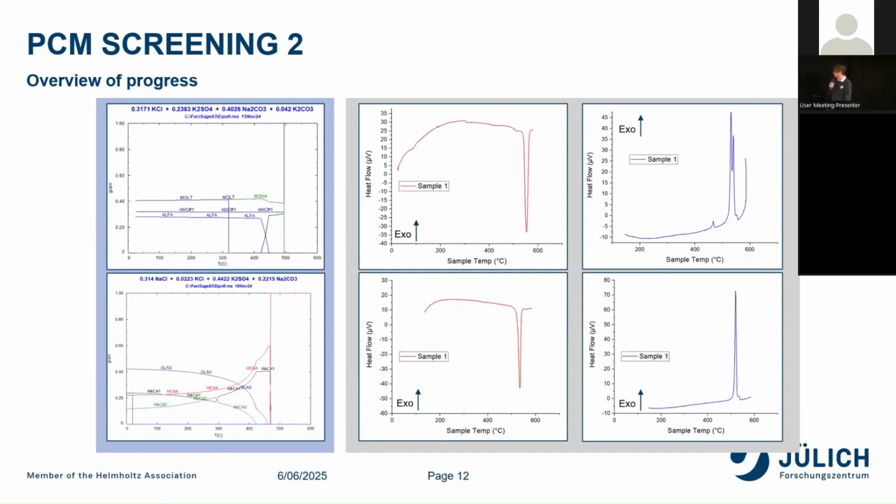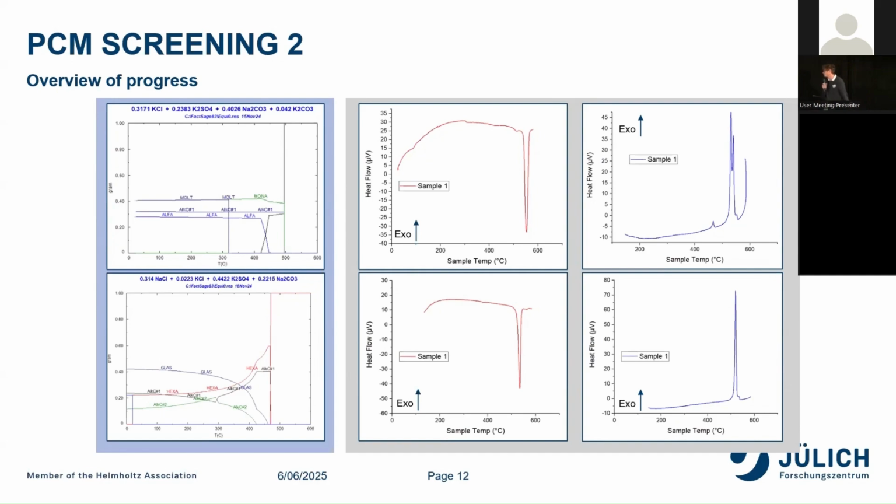On the far left-hand side, you can see the phase description, which shows congruent melting between 450 and 500 degrees. If we look at the DSC signals on the top, you can see, especially during cooling of the top system, that there are two peaks in the DSC signal, which indicates that it's non-congruent melting, which is not what we want for the PCMs.